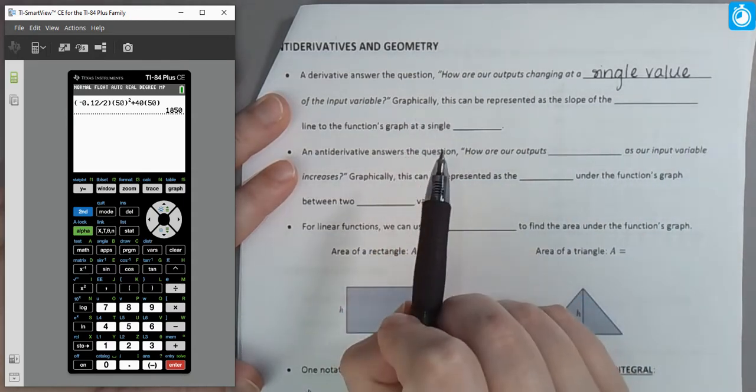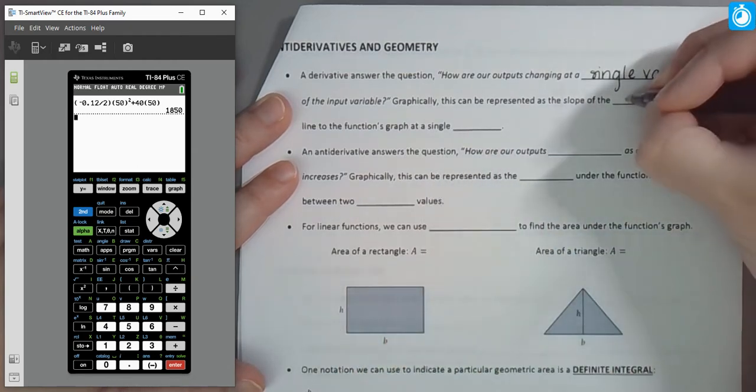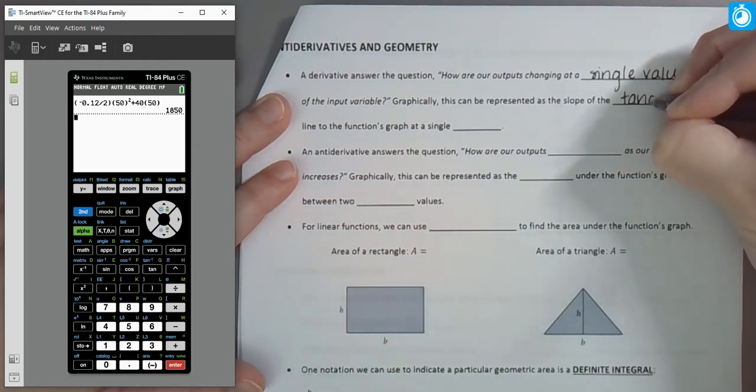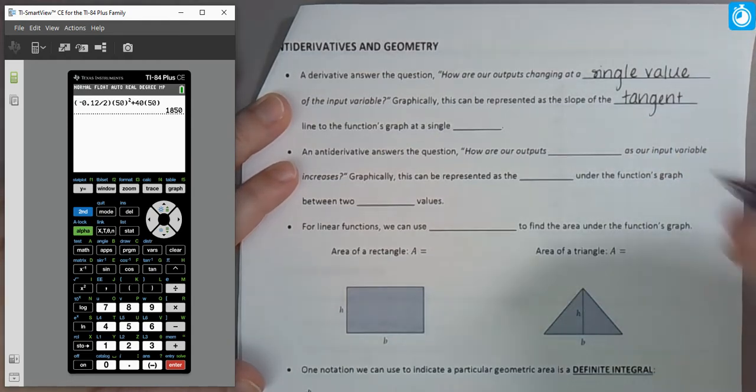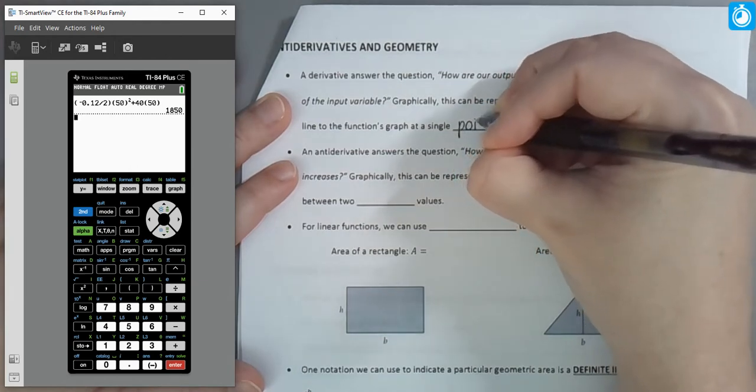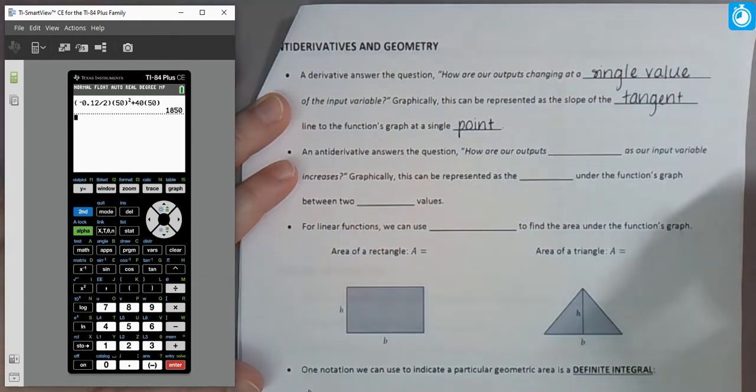Now, graphically speaking, this is represented as the slope of the tangent line that would be drawn tangent to our function's graph at a single point on that graph. So if we draw a line that's tangent to our function's graph at that single point, then the slope of that tangent line tells us how our outputs are changing at that single value of the input. If we were to zoom way in using a microscope and look at that one point on the graph, it's the change in our outputs related to that particular input.